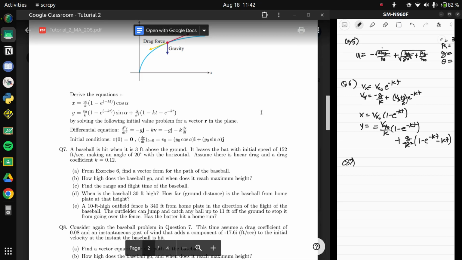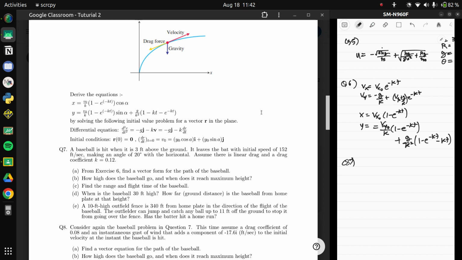A baseball is hit when 3 feet above the ground. It leaves the bat with some initial speed, making an angle with the horizontal. Assume there is a linear drag. So just like the last question, the drag coefficient k was given to us. From exercise 6, find a vector form for the path of the baseball.